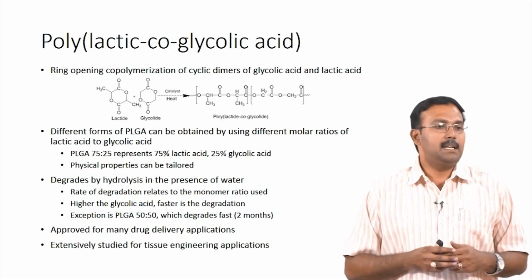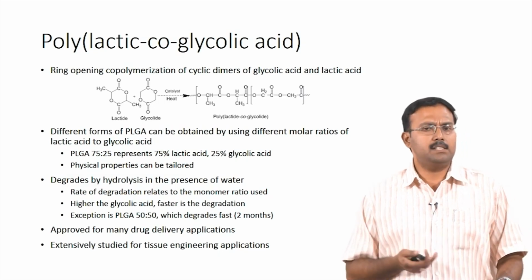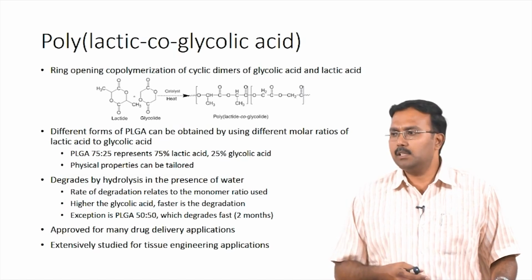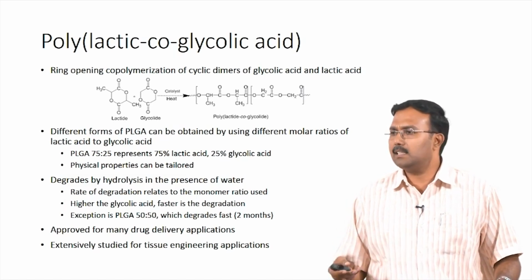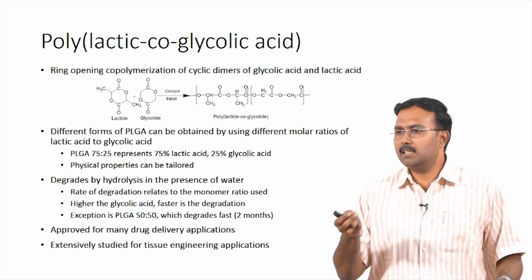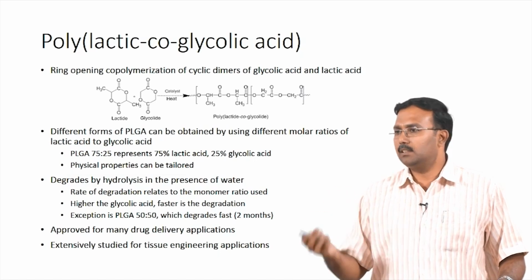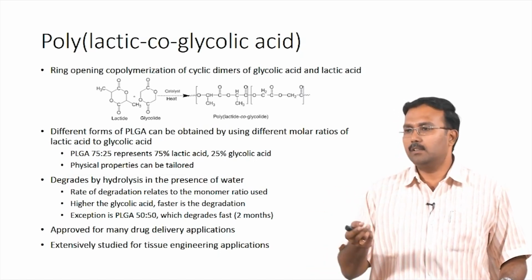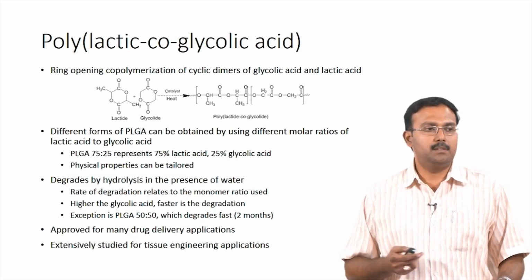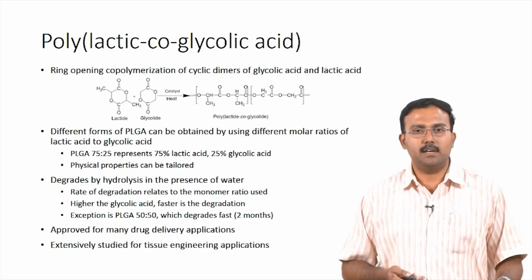So PLGA has been approved for many drug delivery applications and has also been extensively studied for tissue engineering applications. People have shown many advantages to using this. There are some disadvantages as well because of the acidic nature of this material. The pH in the localized regions could become lower, which could cause cell death, and it could cause some damage. People in some studies have shown that. So trying to use this has its own advantages and disadvantages.